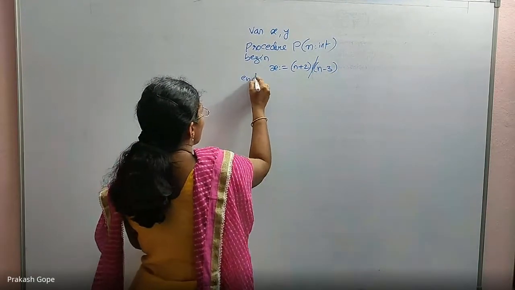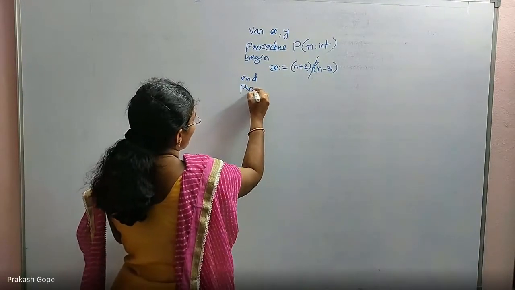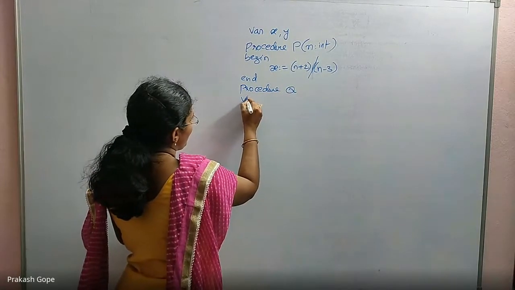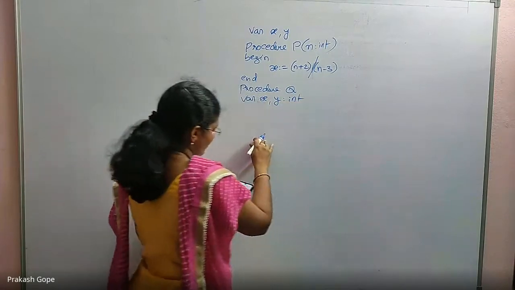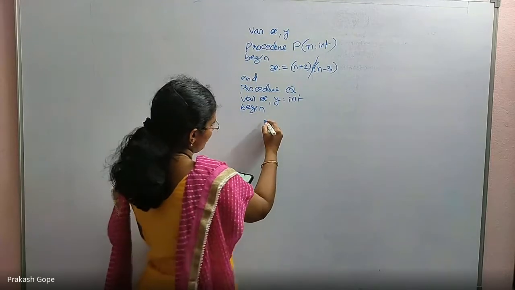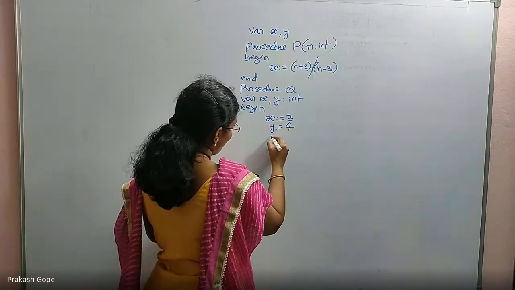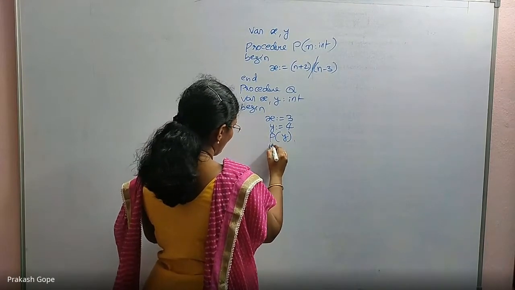And just one line procedure. And then there is one more procedure, procedure Q. It doesn't take any parameters, but there are two local variables x and y. They are integers. Then code begins for Q: x equal to 3, y equal to 4, p of y. Then write x.